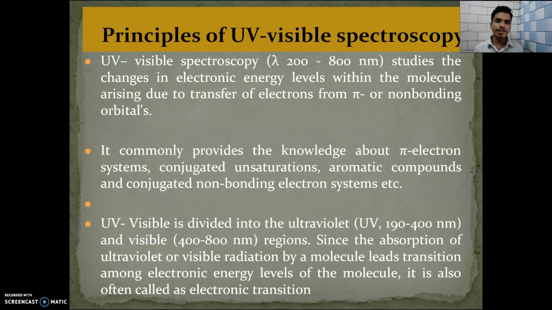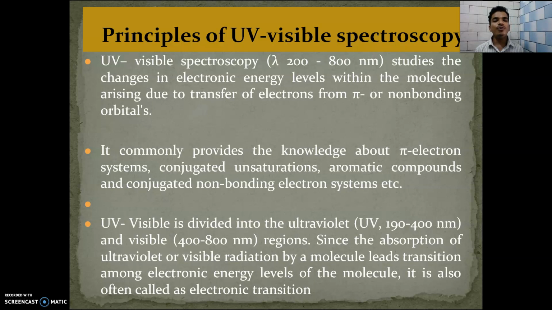We will come to know afterwards the applications of spectroscopic measurement, by first getting knowledge of the principle related with spectroscopy. So first we want to know about the principle of UV visible spectroscopy. UV visible spectroscopy has the range 200 to 800 nanometer for the study. It studies the change in electronic energy level within the molecule that arises due to the transfer of an electron from a pi or a non-bonding orbital. So there is an electronic transition, a change in the electronic energy level.